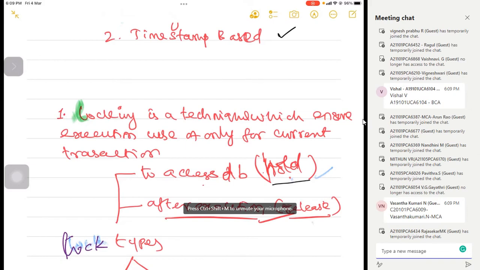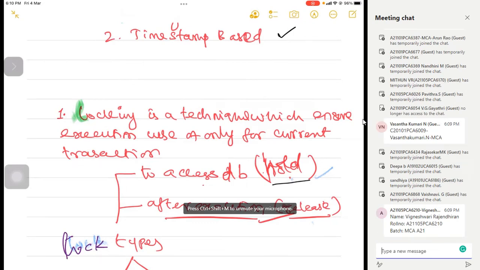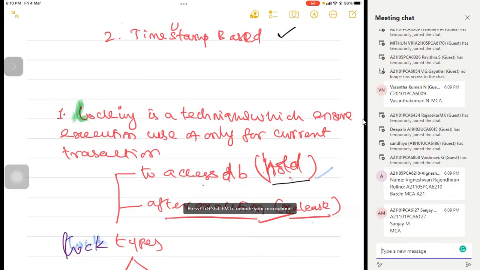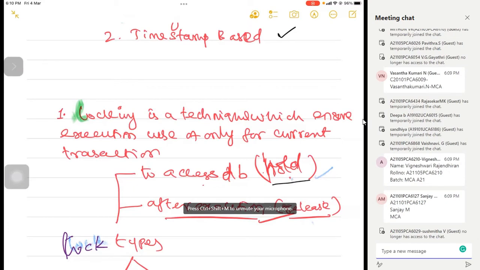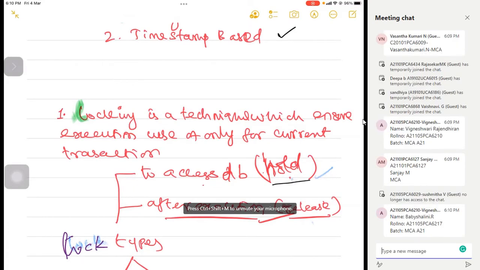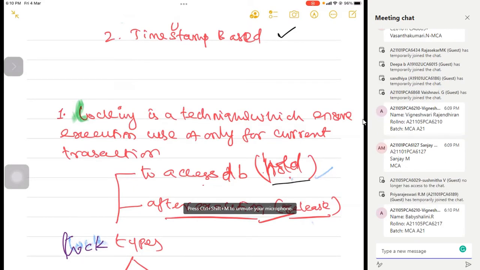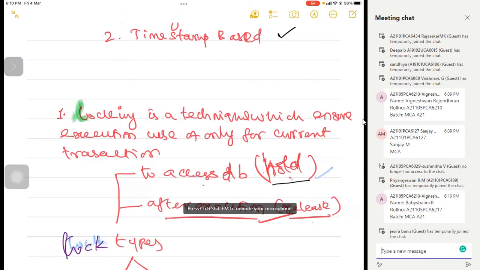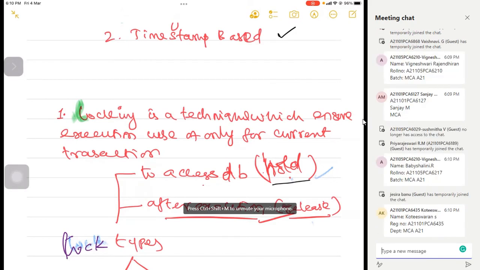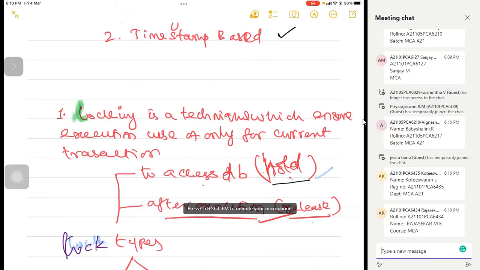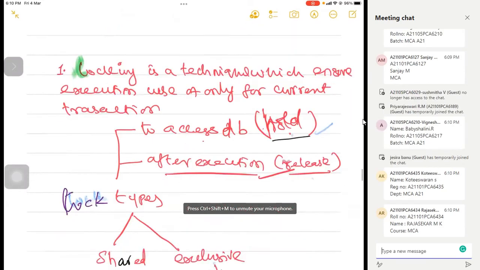So when will it be locked and when will it be released? Once we have processed, you can release the lock. While a particular resource is used by some process or some user to access the database, at that time you should hold the lock. After the execution, you can release it.